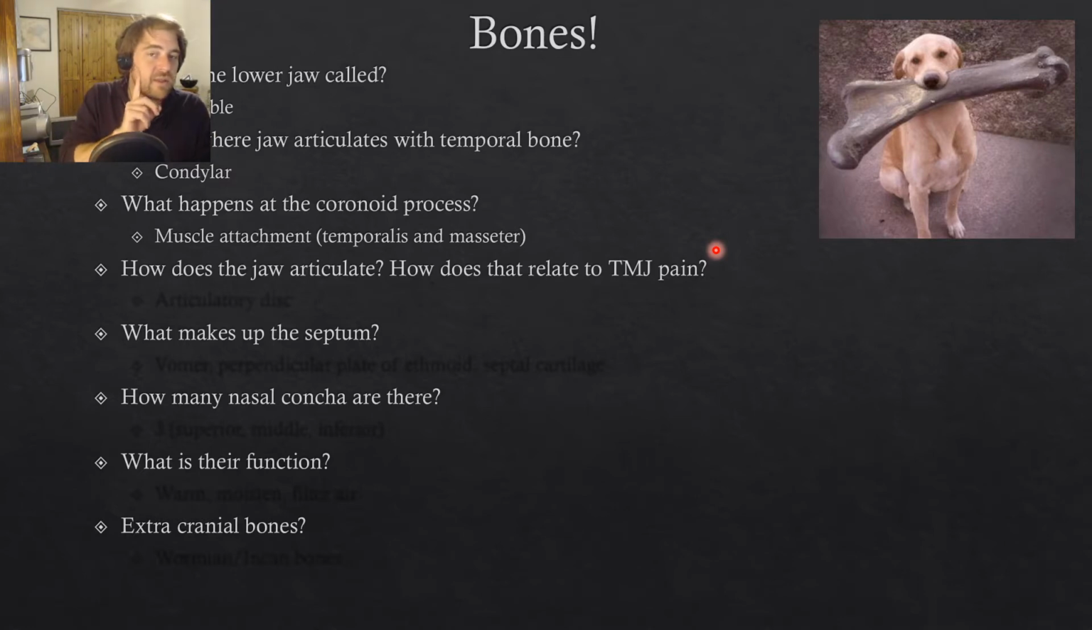The coronoid process is slightly anterior of the condylar process, and it also looks a little bit more like a tooth. The other one's kind of like a rounded end.